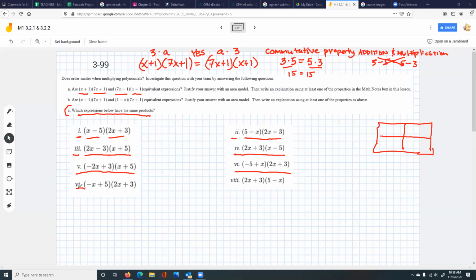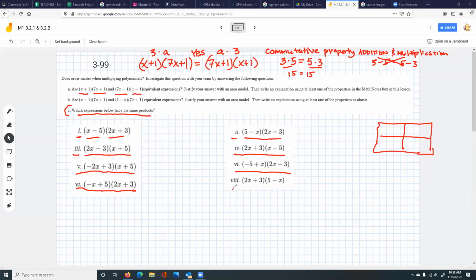Let's copy number 7, Roman numeral VII. Negative x plus 5 times 2x plus 3. Is that the same as this? No, right? You can't switch the subtraction problem around, so that's not the same. But maybe it's the same as another. Oh, it is the same as one of the other ones, I think.